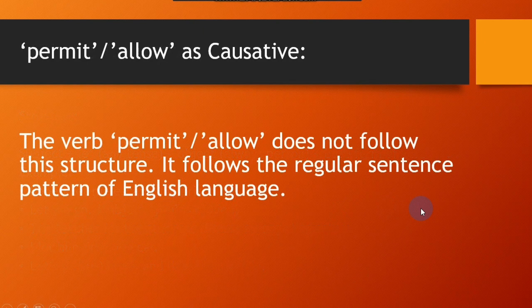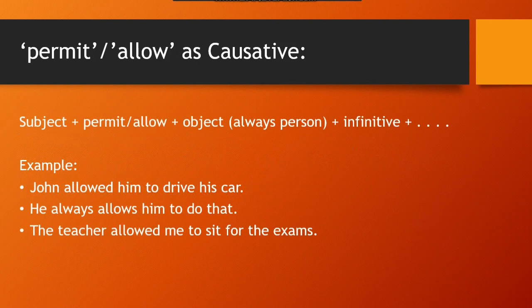Permit or allow as a causative. Just as we talked about let, permit or allow are also causative. How? The structure is subject, permit or allow, plus object, always a person, because whom will you allow? Only human beings. You will give permission to any person, not to a machine. Plus infinitive, since a machine you operate. Infinitive here means the first form comes with to.